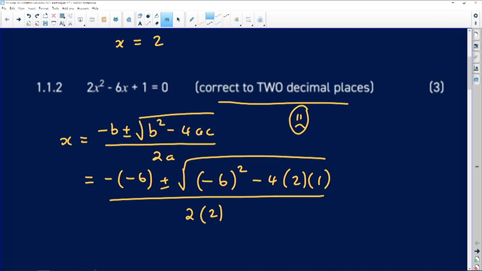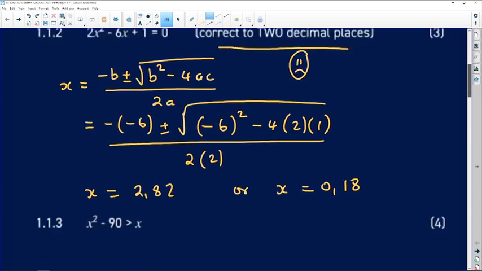If you just type this on the calculator, you should end up with an important answer that tells you that x is either going to be equal to 2.82 or x is equal to 0.18, because you have to obviously remember to always round off your answers to 2 decimal places. Okay, moving on to the next one.